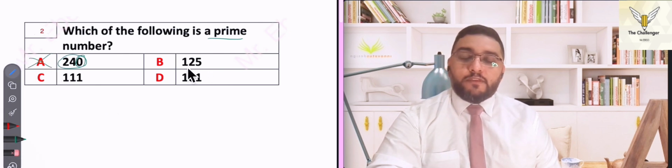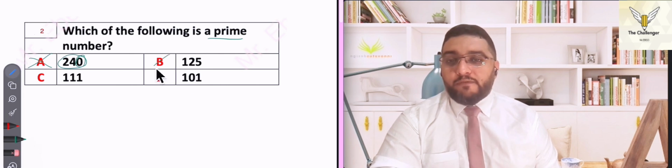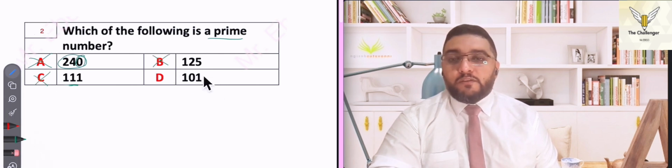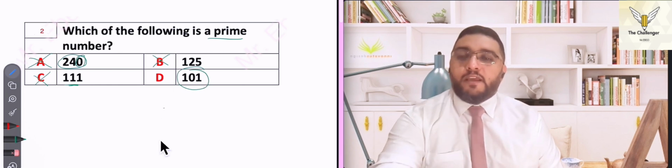Also 125, this number is divisible by 5. 111, this number is divisible by 3. So the answer is D. Next question.